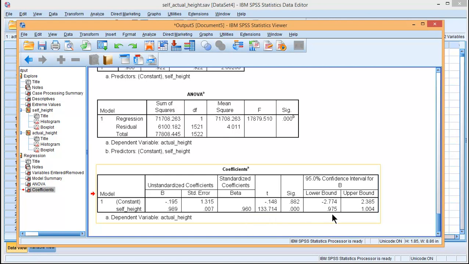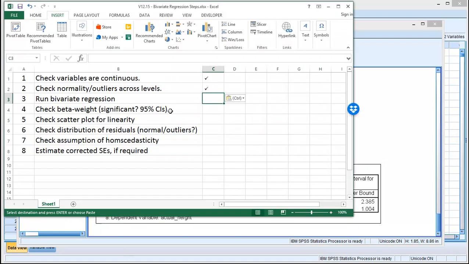And it's statistically significant. So give myself a check mark for checking those results out and looking at the intercept, the unstandardized beta weight, the standardized beta weight, and the 95% confidence intervals. I've done that already. Check. And they are consistent with the p-value. Now I need to check the scatter plot for linearity.